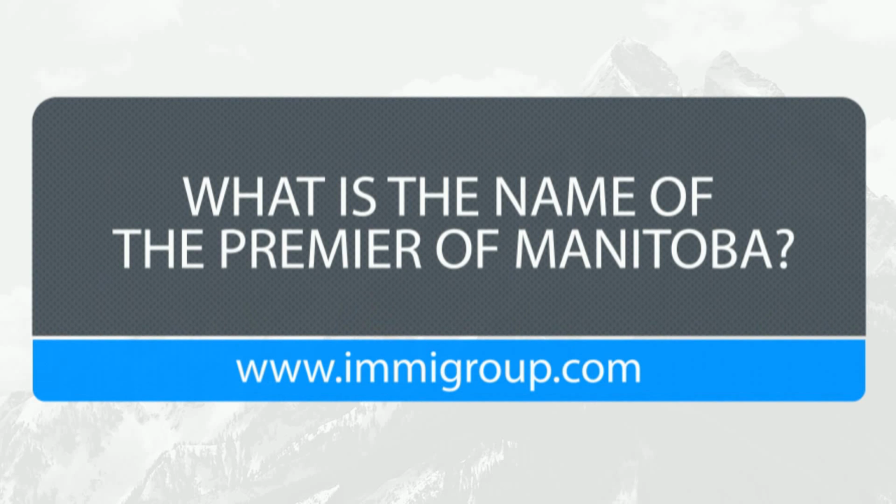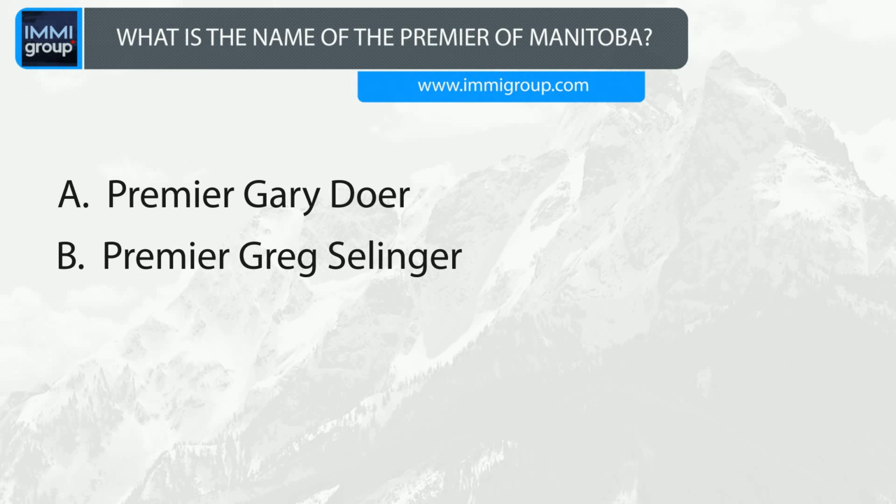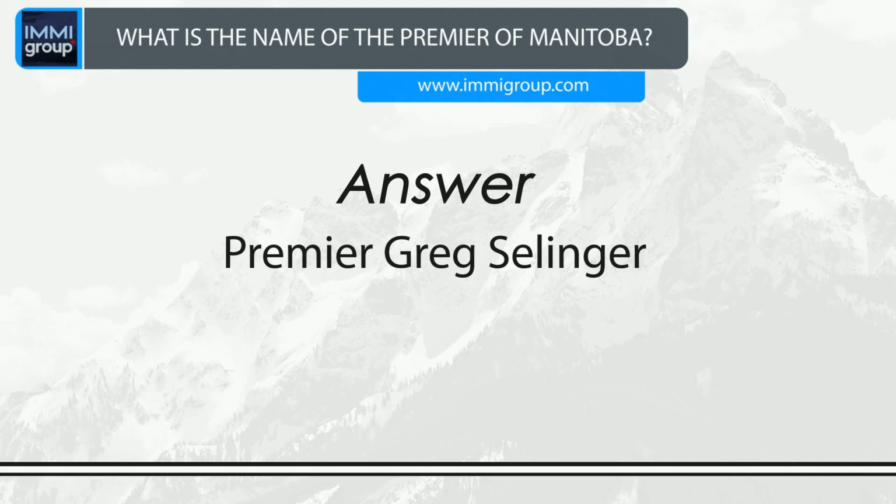What is the name of the Premier of Manitoba? A. Premier Gary Doer. B. Premier Greg Selinger. C. Premier Gary Filmon. D. Premier Sterling Lyon. Answer: Premier Greg Selinger.